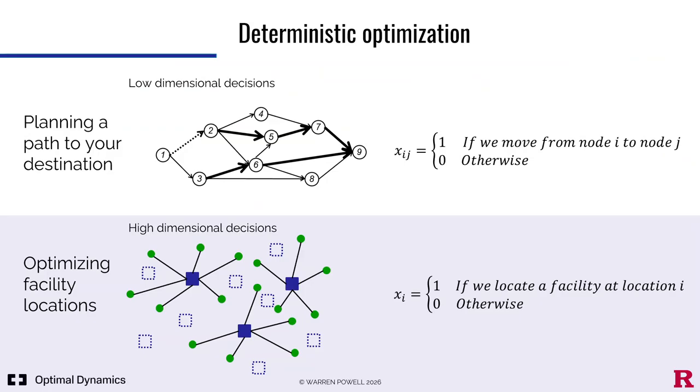The most basic tools are called deterministic optimization. Maybe I want to find the best path from node 2. The decision will be to go to node 5. Or maybe I'm optimizing facility locations, which is a high-dimensional problem. There's many permutations and combinations of facilities.